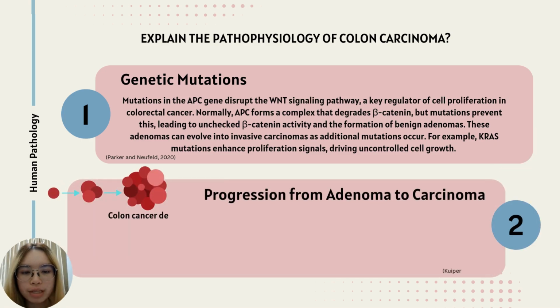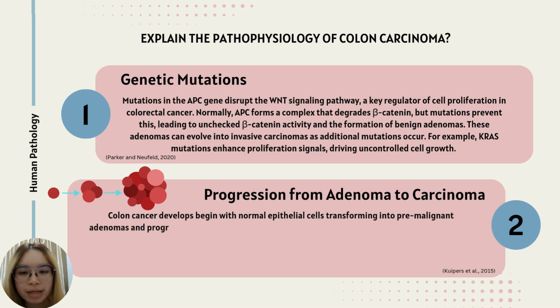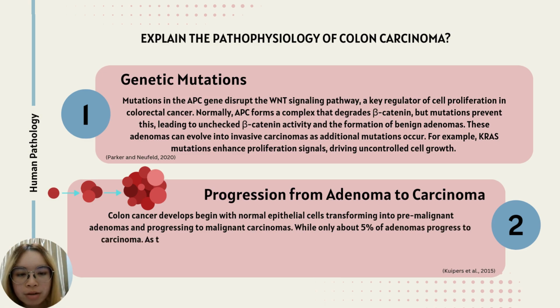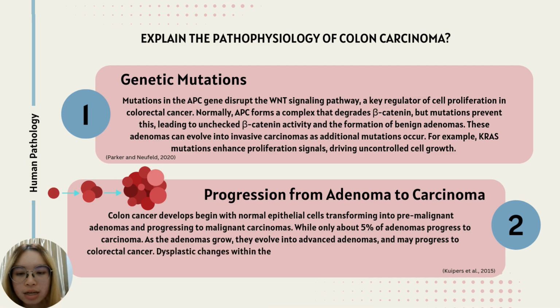Next, progression from adenoma to carcinoma. Colon cancer development begins with normal epithelial cells transforming into pre-malignant adenoma and progressing to malignant carcinoma, while only about 5% of adenomas progress to carcinoma. As the adenomas grow, they evolve into advanced adenomas and may progress to colorectal cancer. Dysplastic changes within the adenoma play a critical role in their transformation into invasive carcinoma.